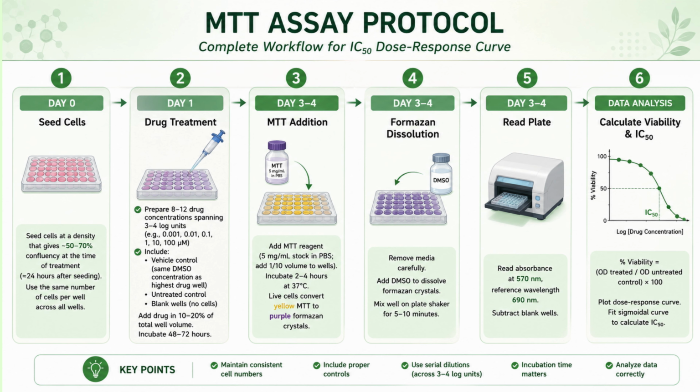Formazan dissolution. Remove media carefully. Add DMSO to dissolve formazan crystals. Mix well on plate shaker for 5 to 10 minutes. Read plate. Absorbance at 570 nanometers, reference wavelength 690 nanometers. Subtract blank wells. Calculate viability. Percent viability equals OD treated over OD untreated control, times 100. Plot dose-response curve. Fit sigmoidal curve to calculate IC50.